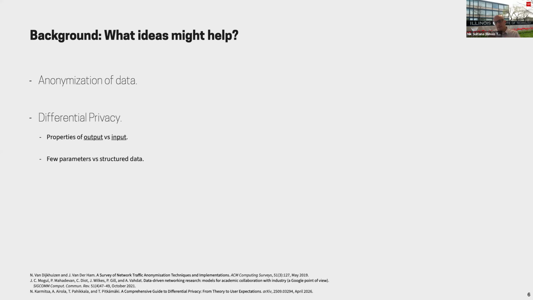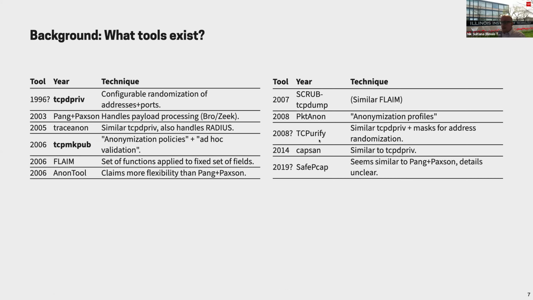So there is a certain structure to that, and the parameters that we can change, the knobs we can turn, in differential privacy tend to be a lot more coarse-grained. So quite a few tools have been developed, mostly around the first idea, right?